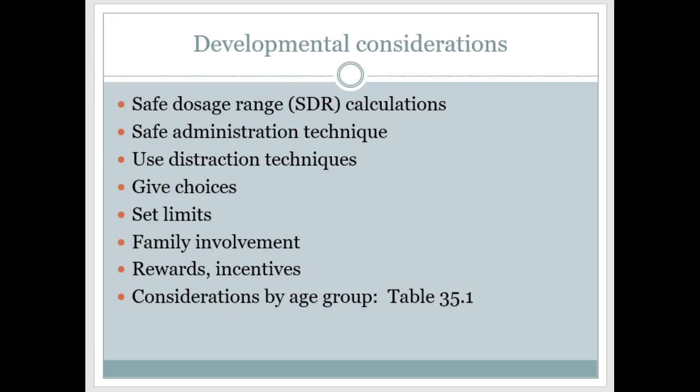So first off, with developmental, the safe dosage range is our calculation that we're going to do to determine if a medication dose is appropriate for the weight of the child, and those ranges vary by the age of the child, so you'll need to know both the age and the weight in order to determine the correct calculation to use, and then you'll plug the child's weight into that, and we'll practice that.